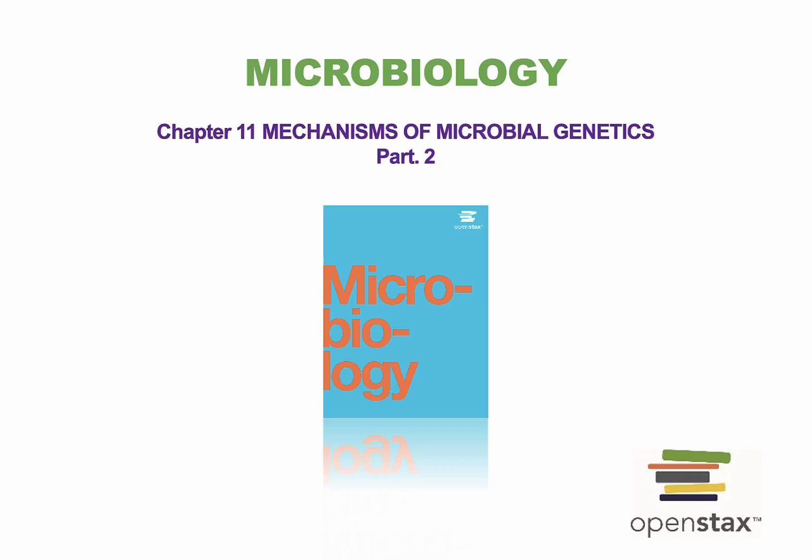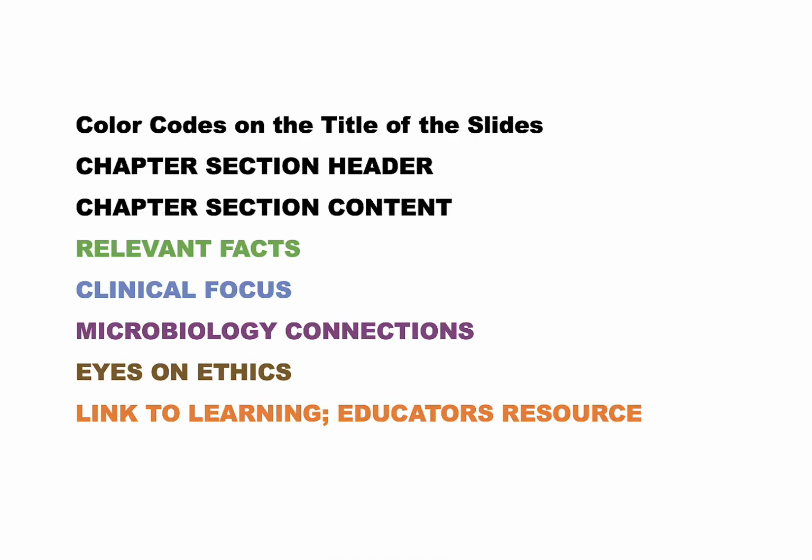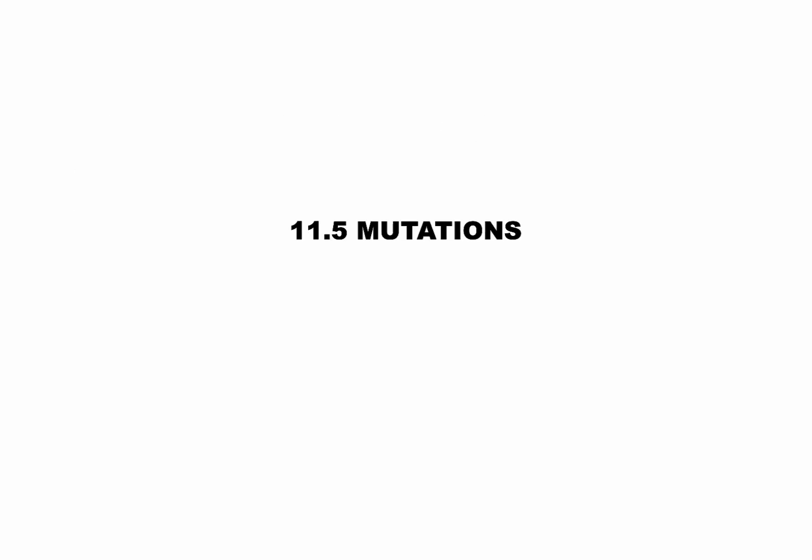Microbiology Chapter 11, Mechanisms of Microbial Genetics, Part 2. In this section, we will compare different types of mutations, including missense, nonsense, and silent mutations, and describe the differences between light and dark repair mechanisms. We will also learn how various mutagens act and understand how the Ames test can be used to detect carcinogens. Additionally, students will analyze DNA sequences to identify examples of different types of mutations.